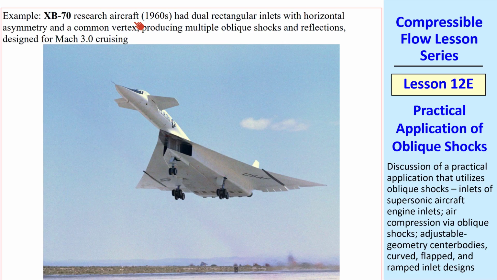Here's a research aircraft from the 1960s called the XB-70. It also had rectangular inlets with horizontal asymmetry, but they have a common center, a common vertex. This aircraft was designed for Mach 3 cruising, and the oblique shocks are similar to those of the F-15.